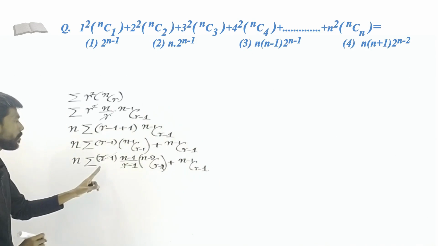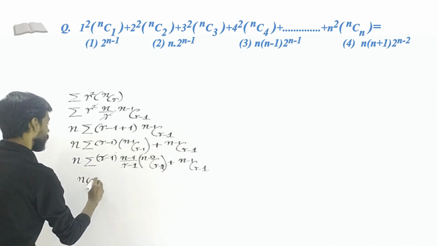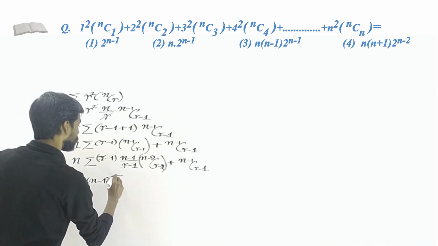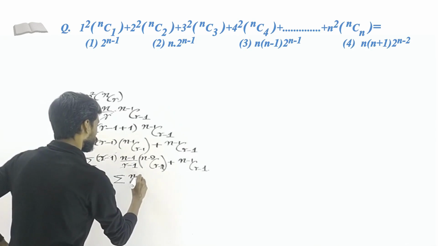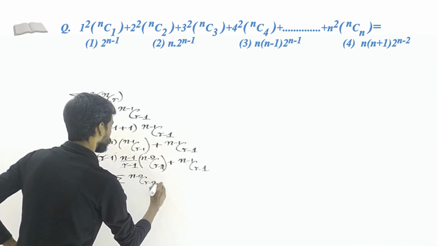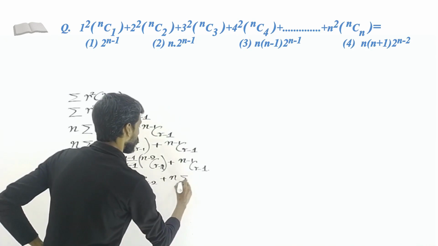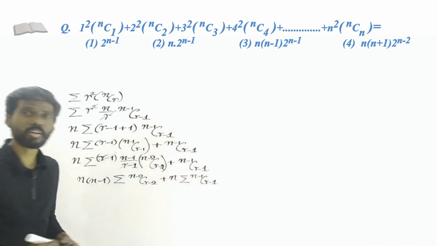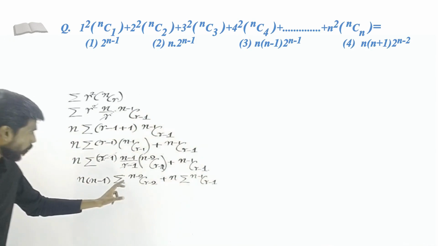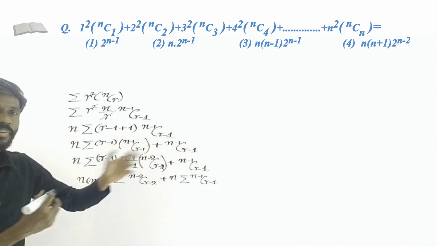Now this summation can be split into two parts. That is n multiplied by n minus 1 and summation of n minus 2 c r minus 2, plus n multiplied by sigma n minus 1 c r minus 1. So that's all. There's no r here, only this binomial coefficient. Here also we can use the same sum of all binomial coefficients.